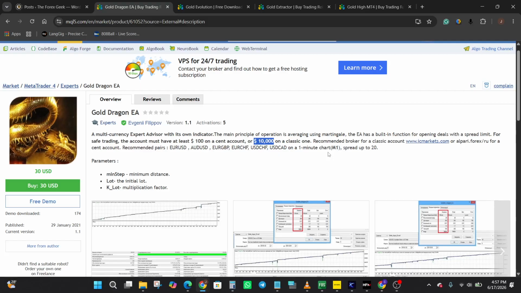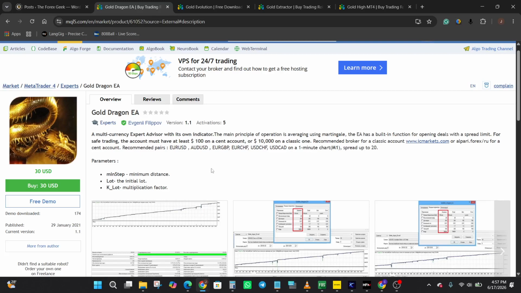Moving into the available settings, the parameter list is relatively simple. We have mean step, which controls the minimum distance used by the system. We have lot, which defines the initial lot size, and K lot, which acts as the multiplication factor. Since K lot directly affects how position sizes increase, adjustments to this parameter can have a significant impact on overall risk exposure.